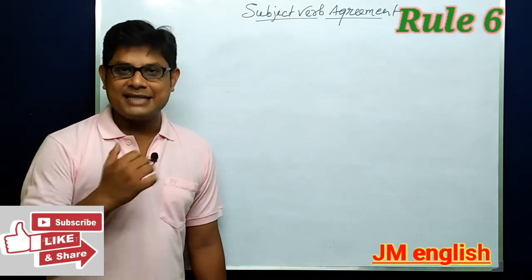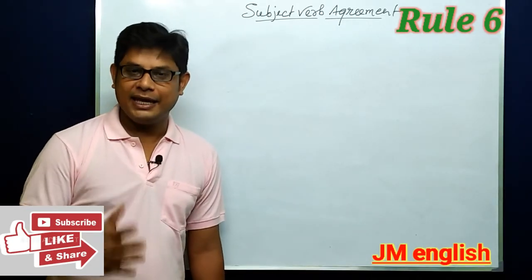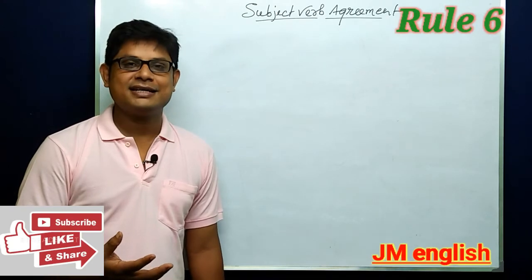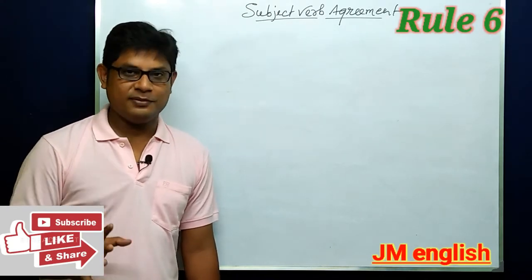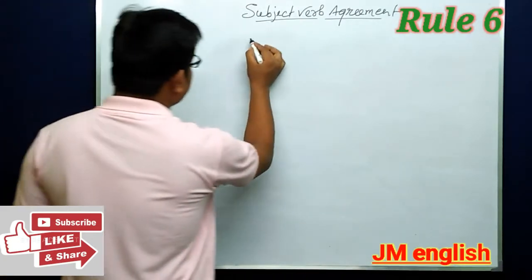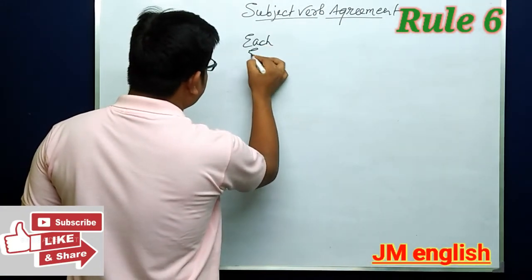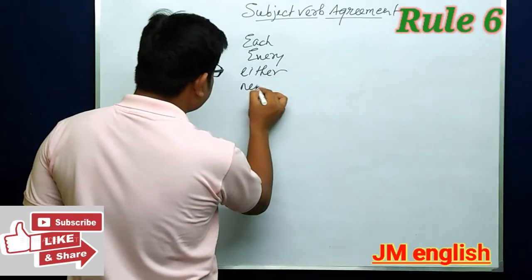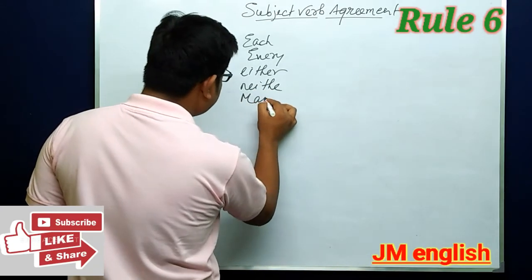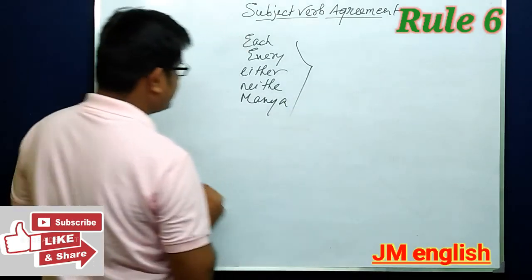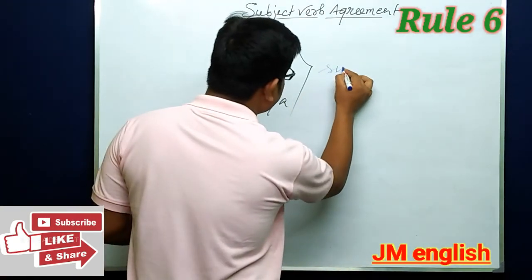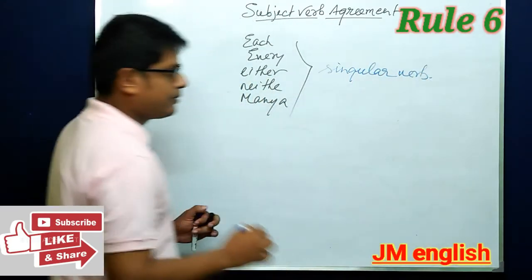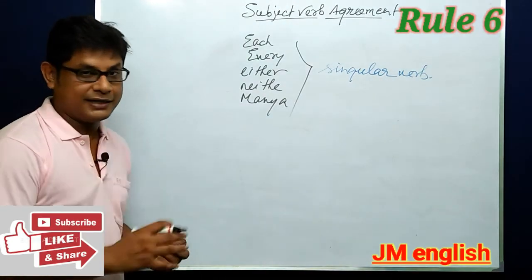Okay, rule number 6 says that if we use each, every, either, neither, or many as a subject in any sentence, then that must be followed by a singular verb. Okay, so remember this: if we use each, every, either, neither, many as subject, then you have to use a singular verb. Okay, singular verb. Let's have examples.